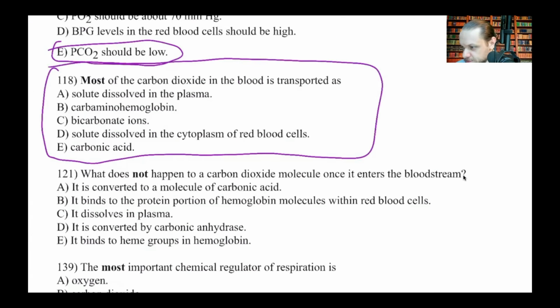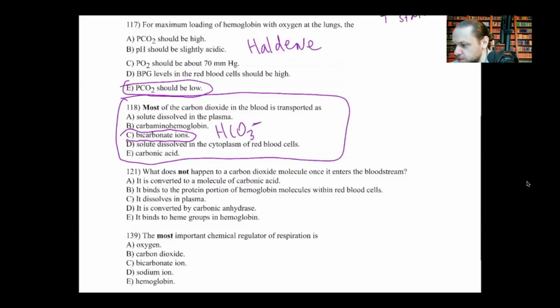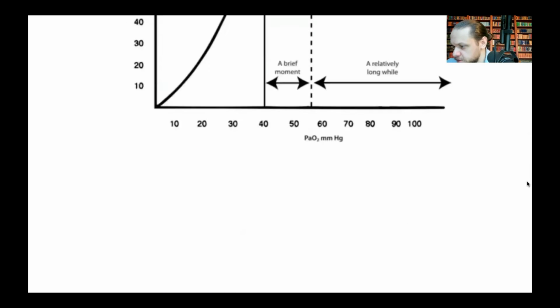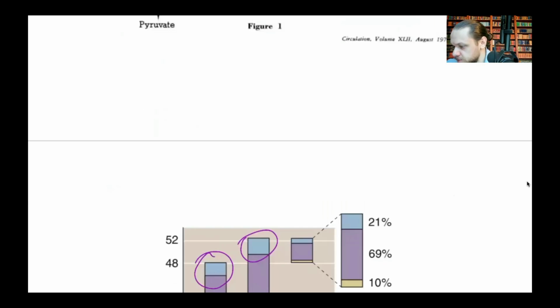Most of the carbon dioxide in the blood is transported as bicarbonate ions. Yeah, so it's transported as bicarbonate ions, bicarbonate being HCO3 negative, right? I showed you the picture, right? Let me just go back. I think it's a good thing to show so you guys can see it here, right?